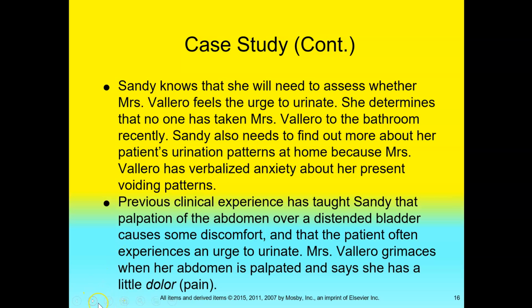Sandy knows, let me see, that she will need to assess whether Miss Valerio feels the urge to urinate, and she realizes that nobody has really been taking Mrs. Valerio to the bathroom. So basically, Sandy palpates the abdomen over the distended bladder and causes some discomfort, and the patient often experiences an urge to urinate. Miss Valerio grimaces when her abdomen is palpated and says she has a little pain.